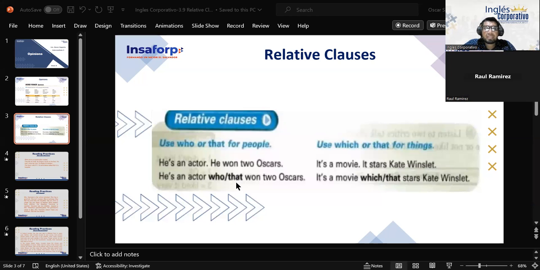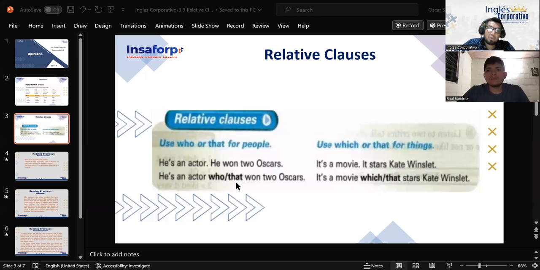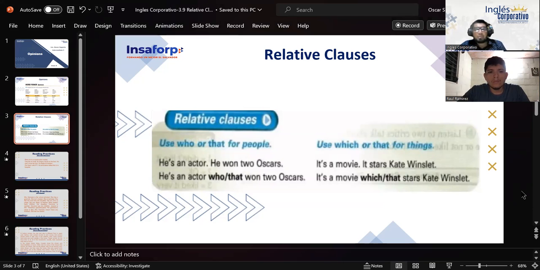Now, you can use that. Yes, you can. You can, of course, use that. You can say he's an actor that won two Oscars. But in my perspective, using that is basically like referring to an object. You're not necessarily talking about a person. You're more like referring to an object, which is the second example that we have, or the second column over here.